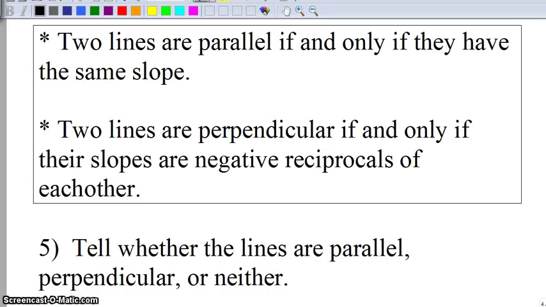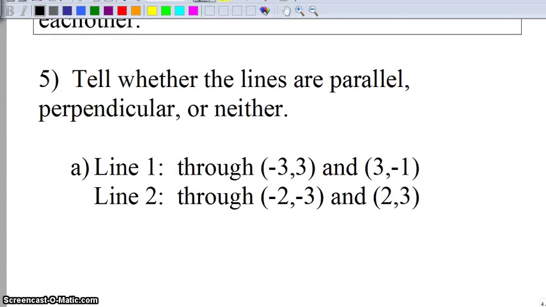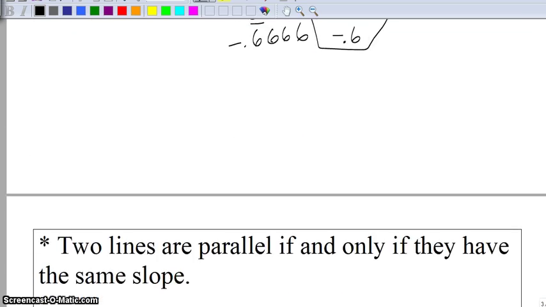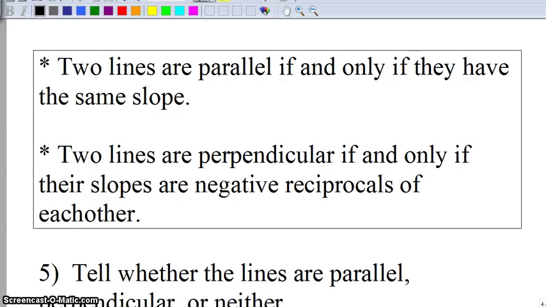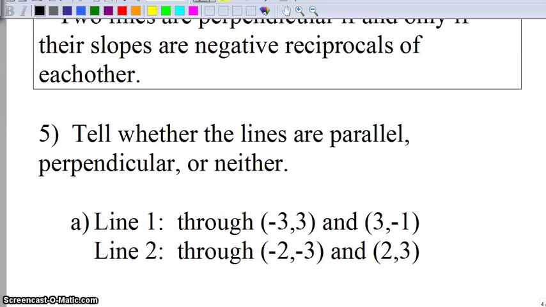Alright, two lines are parallel if and only if they have the same slope. Two lines are perpendicular if and only if their slopes are negative reciprocals of each other. So how do we know if two lines are parallel or perpendicular? Go back up, make sure you can read that again. Two lines are parallel if they have the same slope. Two lines are perpendicular if their slopes are negative reciprocals.